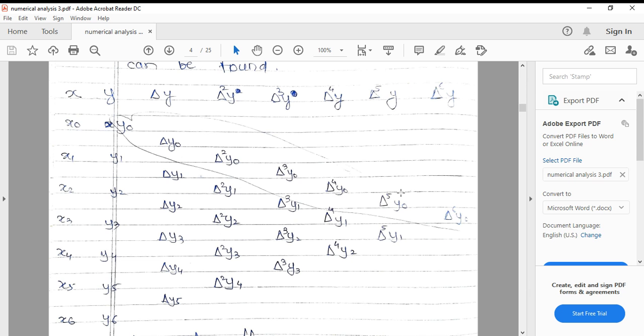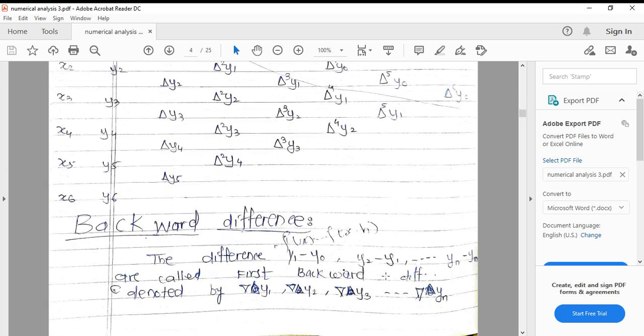So as you increase the order of differences, the number of values we get will be less and less. After some time it will be 0. Suppose we are provided with 7 values, then the seventh difference will be 0. Up to delta raised to 6 you will get the value, delta raised to 6 y will be the only value, a single value. If you want to find the next one, delta raised to 7 y will be 0.